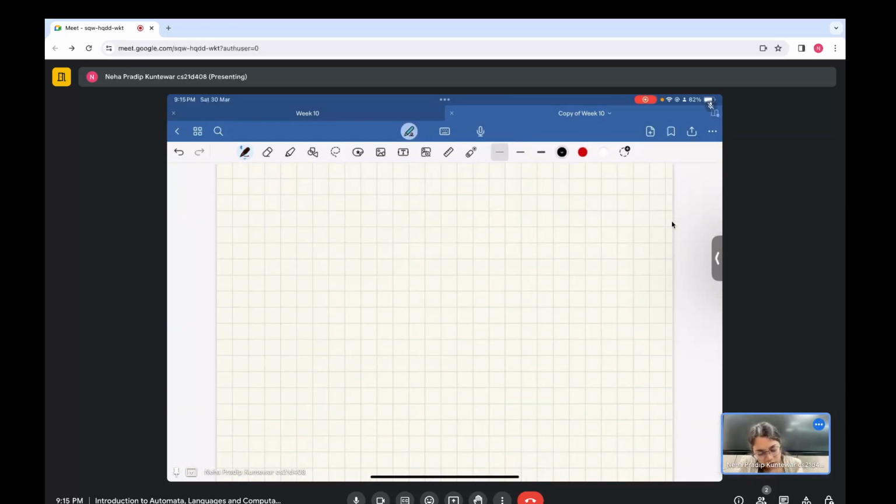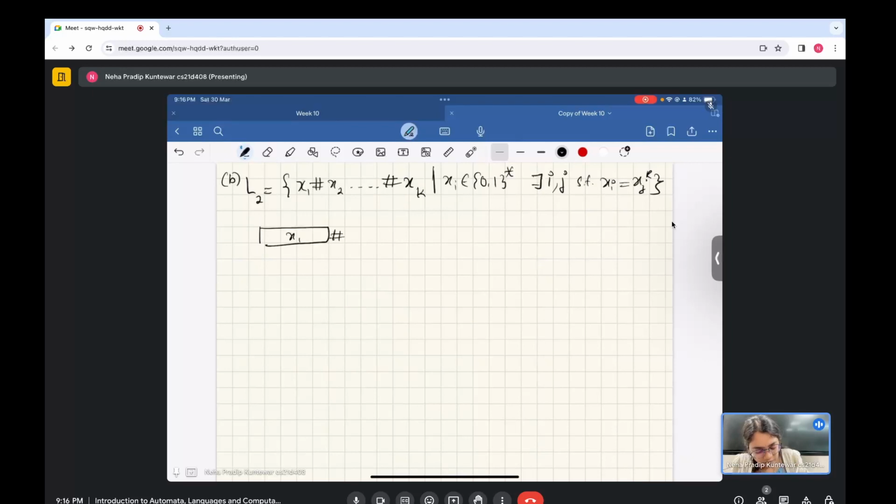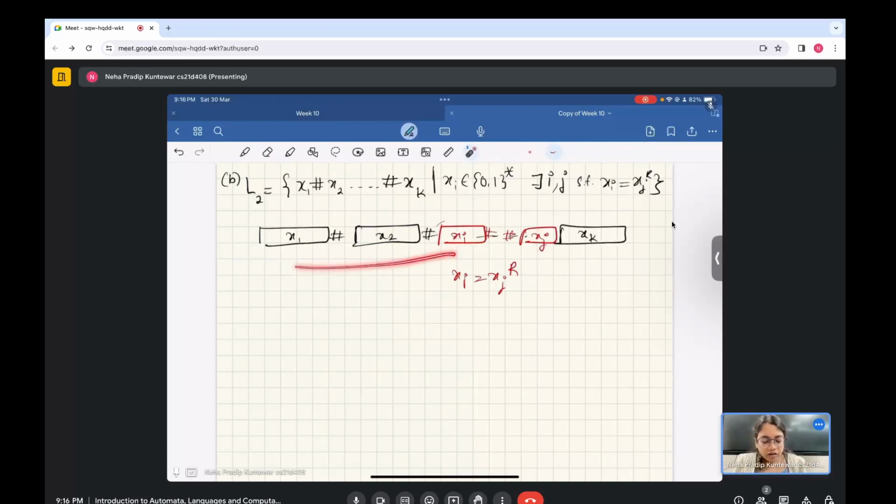Okay, so the language, let me call this language L2. L2 is the set of strings x1 # x2 # and so on, such that all of the xi's are strings over {0,1}*, and there exist i, j such that xi is the reversal of xj. So what we mean by this is that there are a bunch of strings here: x1, then a separator, then a string x2, then a separator, and so on. And what we are saying is that there are two indexes, some xi here and some xj, let's say here, such that xi is nothing but xj's reversal. This is something we saw earlier, but additionally it may have some blocks of strings before it, some blocks of strings in between, and some blocks of strings after it. So all these possibilities can happen.